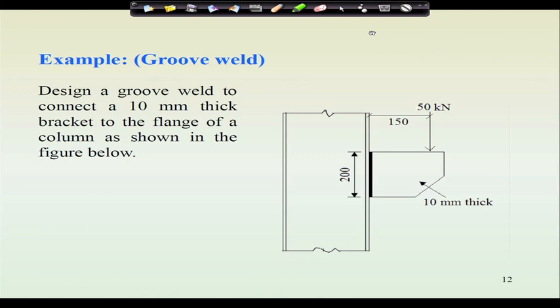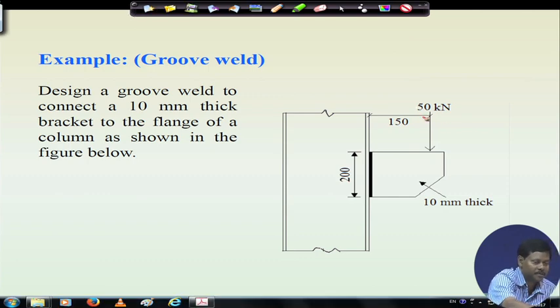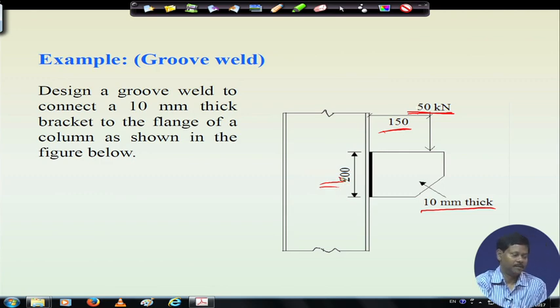Now, the same example which has been considered earlier will be done using the group weld. Here, the example is exactly the same: a 50 kilonewton load is provided with 150 depth, and the same sort of bracket plate, that is a 10 thick bracket plate, and the depth, that is 200, is given. So, the same example which we have done earlier has been considered, and in this case the only difference is that we are using group weld.